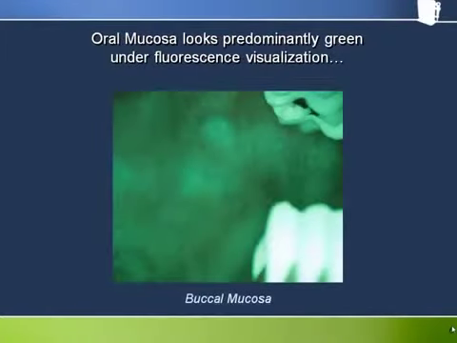Because the fluorophores in the epithelium and stroma fluoresce mainly in the green when illuminated with blue light, oral mucosa looks predominantly green in appearance when viewed through the VELscope handpiece. This picture shows the inside of the cheek. Incidentally, you can also see the teeth here. Teeth fluoresce more strongly than anything else in the oral cavity.